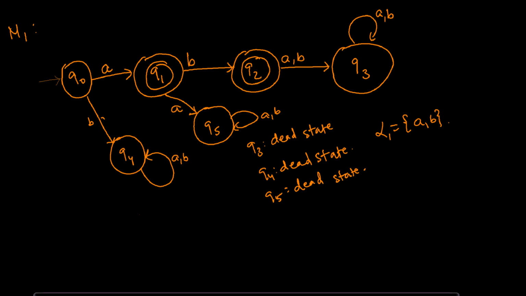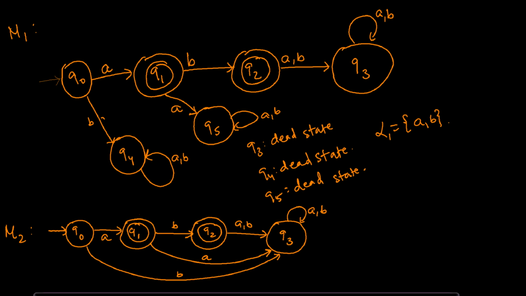Okay, and there are multiple DFAs possible for this, and let me make two more DFAs and I will show you what I am doing. So this is M2. M2 is also a DFA for L1. And what are the differences between M1 and M2? The difference is that in M1 there were 6 states, and in M2 we have 4 states.